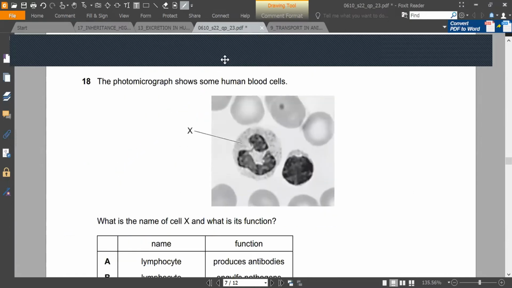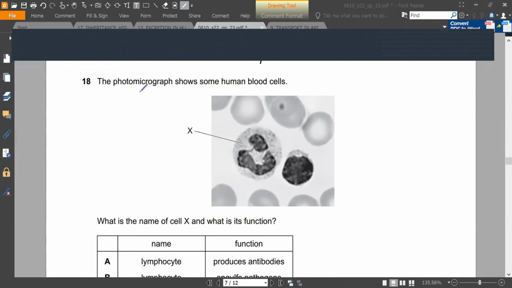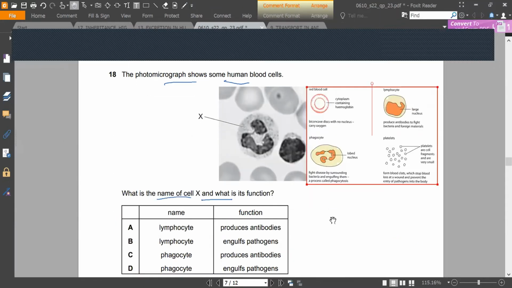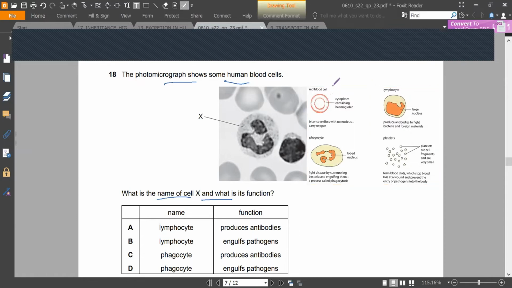Here, a photomicrograph shows some human blood cells. Name cell X and what is the function. Components in the blood. We can see this one is red blood cell, and then this is lymphocyte. The function is to produce antibodies. Red blood cell is to carry oxygen. Phagocyte is to fight disease.